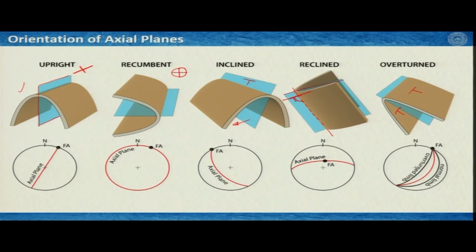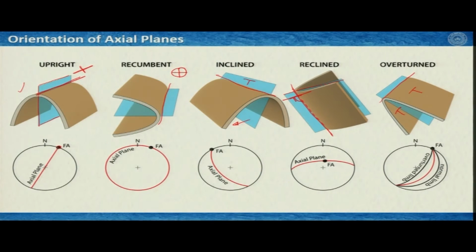Just to come back, in this upright fold, this is the fold axis, here this is the fold axis, here this is the fold axis, here we have defined already this is the fold axis, and in this overturned fold this one is the fold axis. Now for the first one, if we take the upright folds, clearly the axial plane is vertical, so the plot of the axial plane would be the red line. The fold axis, as you can see, is horizontal, so it would come somewhere on the primitive circle.